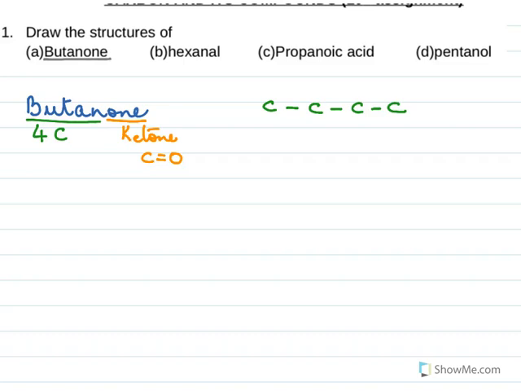Now we put the functional group. Functional group is ketone. So I'm putting the functional group in any one of the carbons, you can put it in the middle carbon, never at the sides. For ketone, the functional group is always in the middle. So you cannot put it on this, nor can you put it on this. You need to put it either on this carbon or on this carbon.